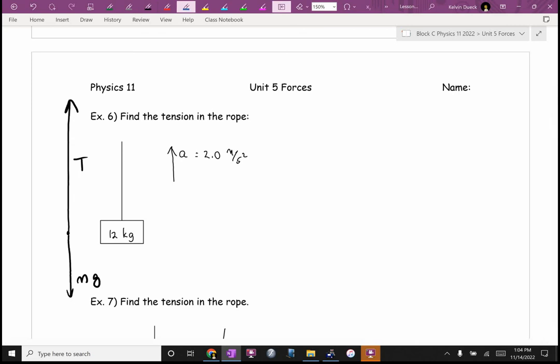Who's the winning force? Tension. Who's the losing force? Minus mg. What does winner minus loser always equal? What?